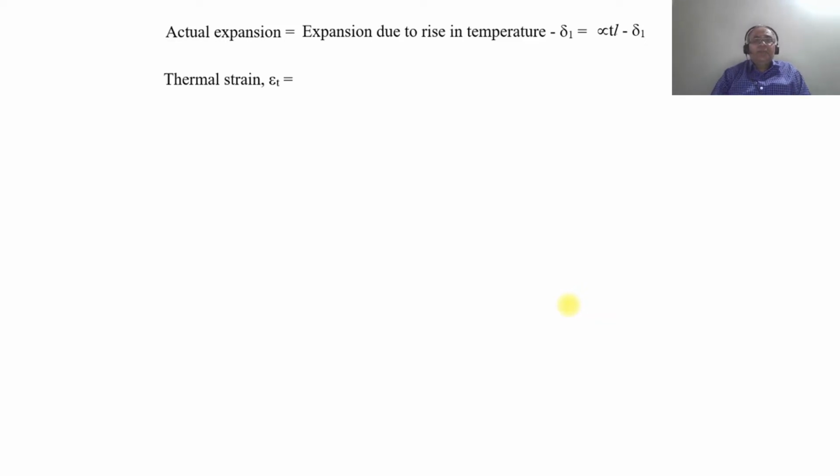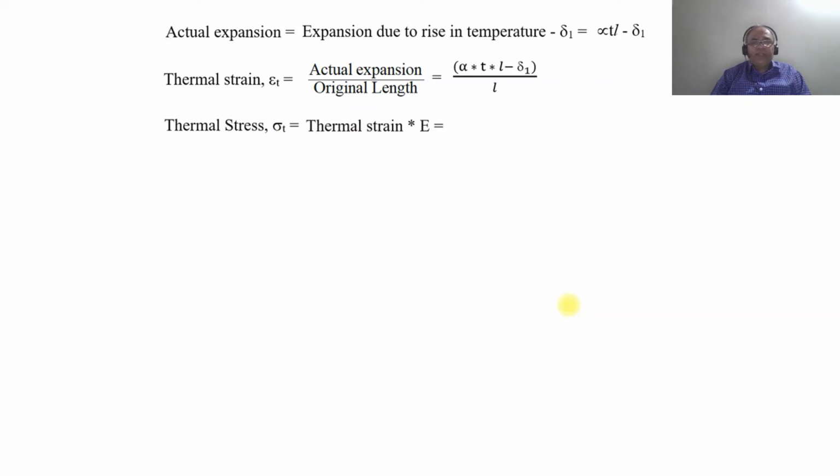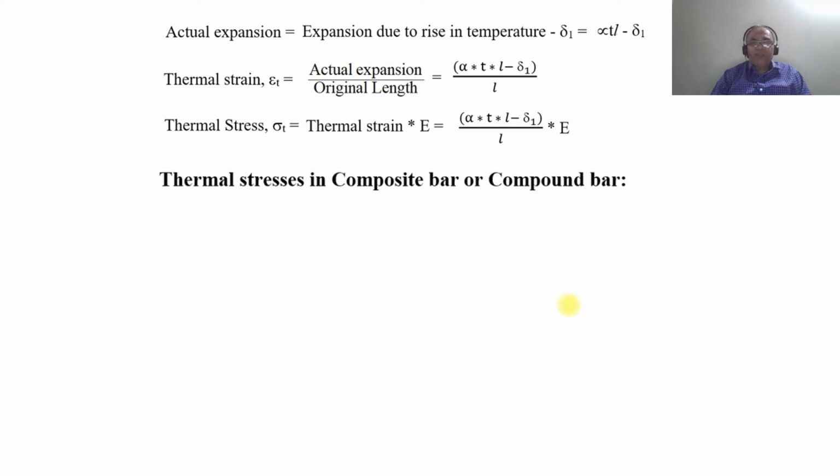So the thermal strain is equal to the actual expansion divided by the original length. The actual expansion is alpha into T into L minus delta 1. Substituting those values, with original length L, the thermal strain is alpha into T minus delta 1 by L. The thermal stress sigma T is equal to thermal strain into E, which is alpha into T into L minus delta 1 by L, multiplied by Young's modulus.